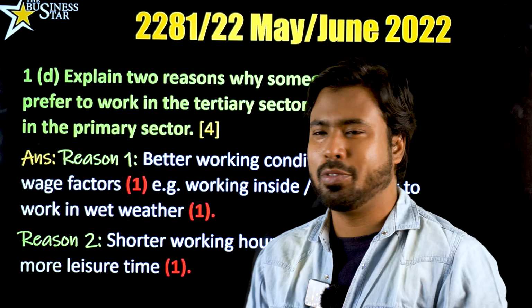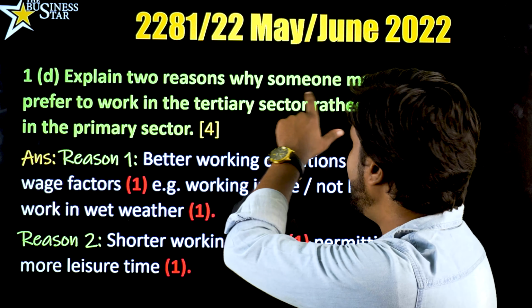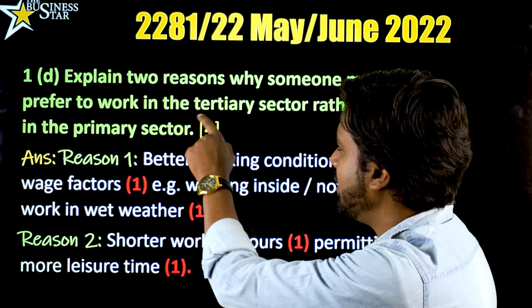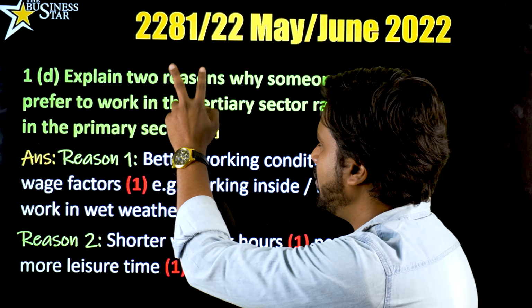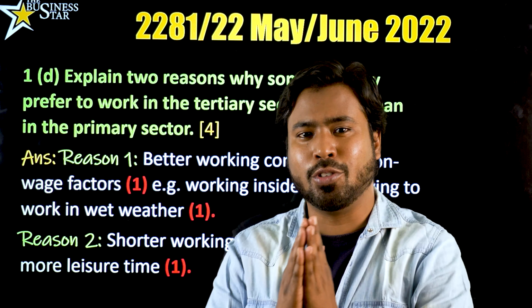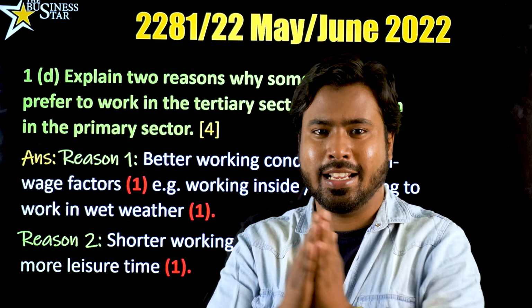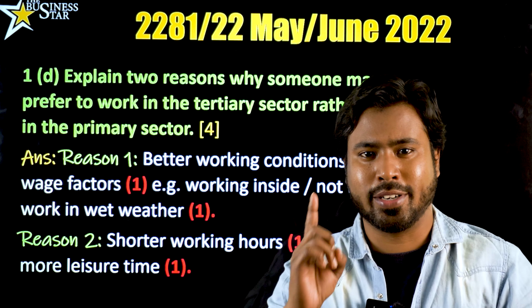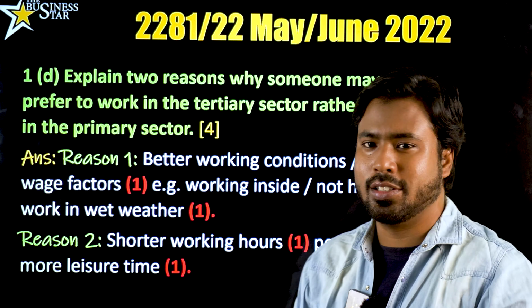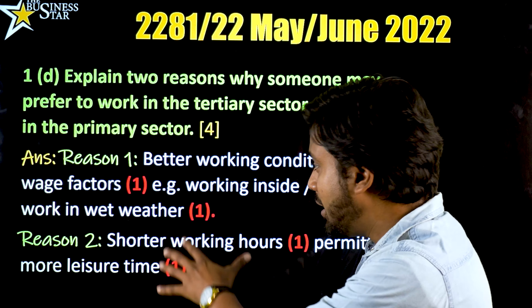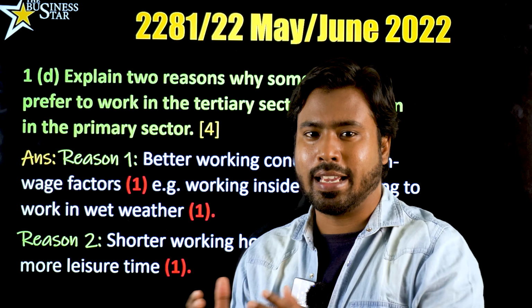Moving on to question number 1D, which is: explain 2 reasons why someone may prefer to work in the tertiary sector rather than in the primary sector. It's a 4-mark question and we have to write 2 reasons. So each reason will carry 2 marks, and over there we'll have to use knowledge and analysis. So first mark for knowledge and the second mark is for analysis in reason 1, same for reason 2. This is how we are going to distribute the 4-mark answer.